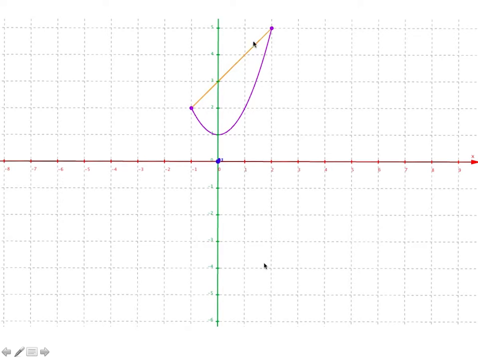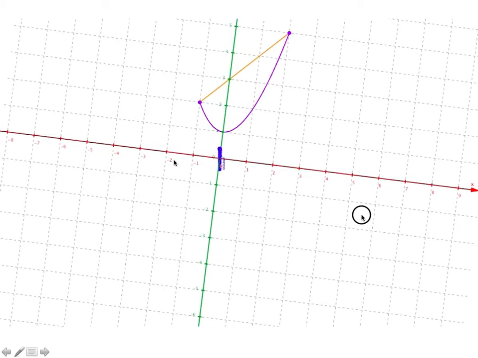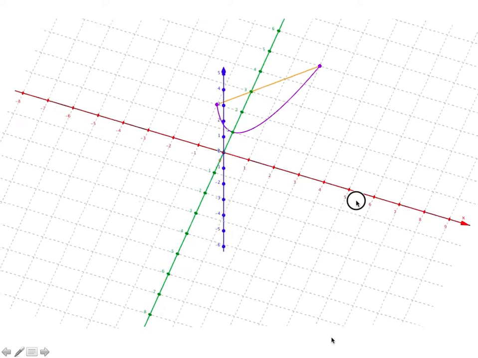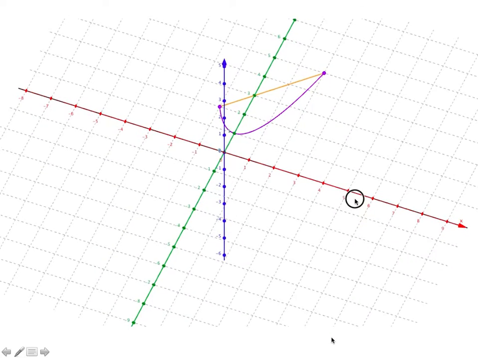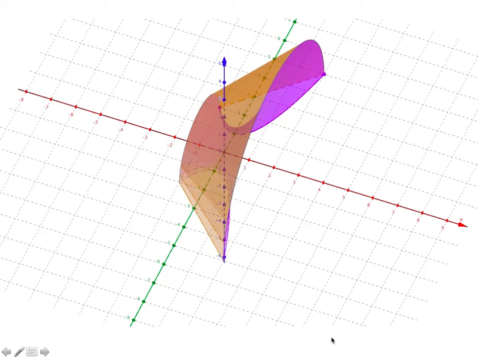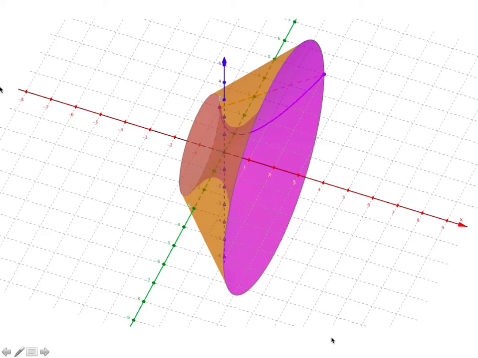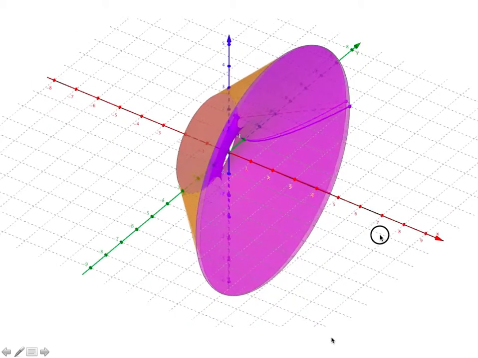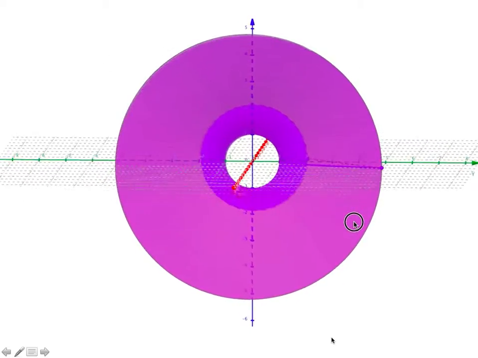And so this is a modeling of that scenario. So here's our enclosed region, and we're going to revolve that around the x-axis. And as we do that, you can see that we create this surface where the outer surface is that orange and the inner surface is the purple. And since that enclosed region didn't touch the axis of revolution, we've got that hole through the center.